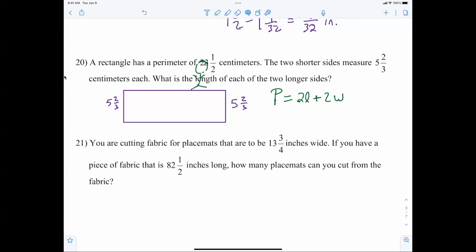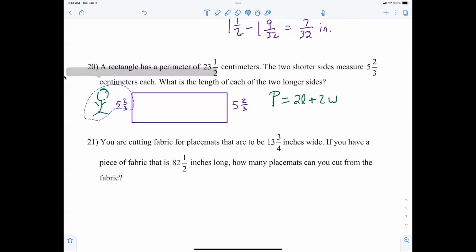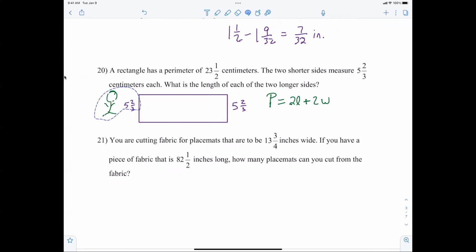23.5. Now, how far did I walk from here to here? Do we know? 5 and 2/3. How much from here? How much from here? So how far have I walked that I know about? Well, use your calculator to tell me. Yeah, you've walked 11 1/3. So how much left do I have to walk?